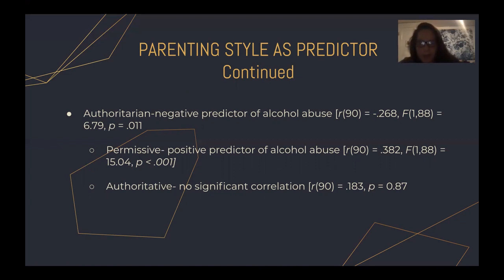And then on the other hand, authoritarian parenting style was a negative predictor of alcohol abuse, and that p-value was 0.011. And then lastly, authoritative showed no significant correlation, with a p-value of 0.087.